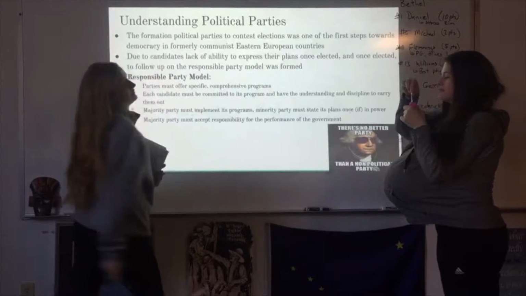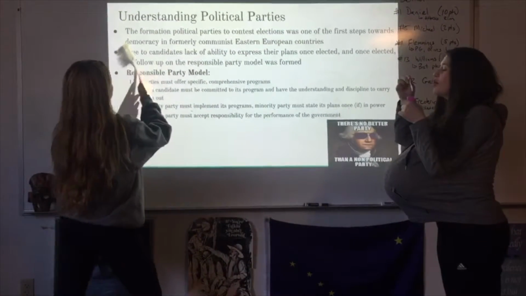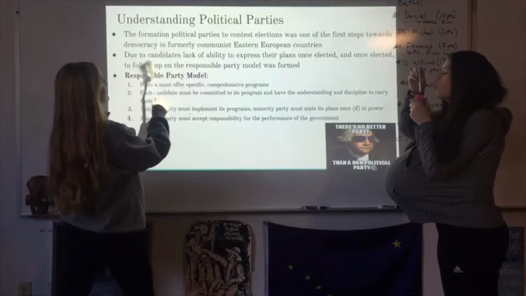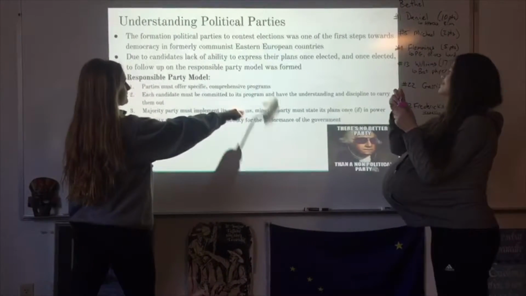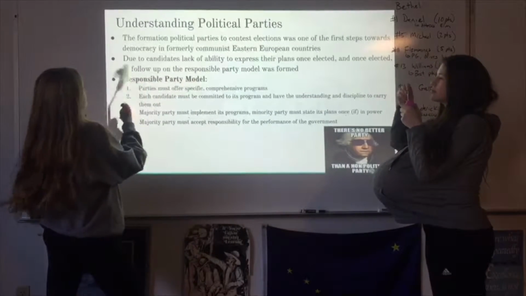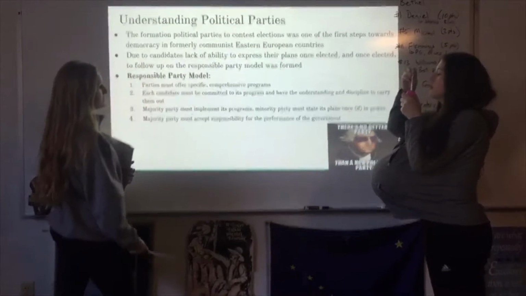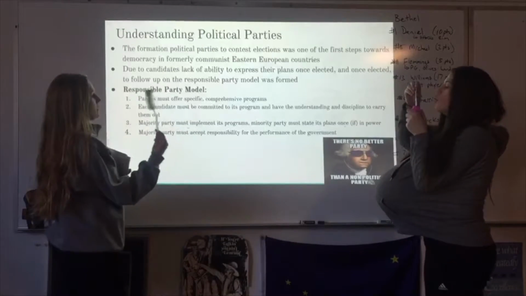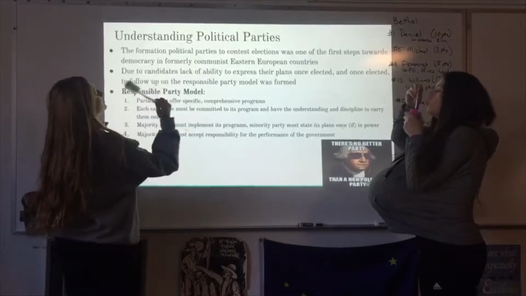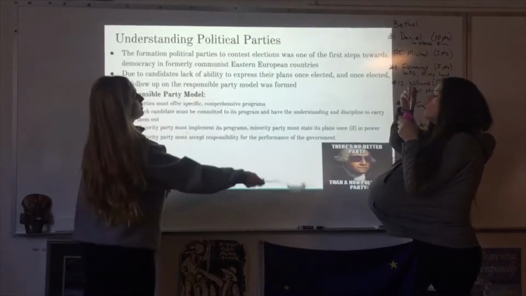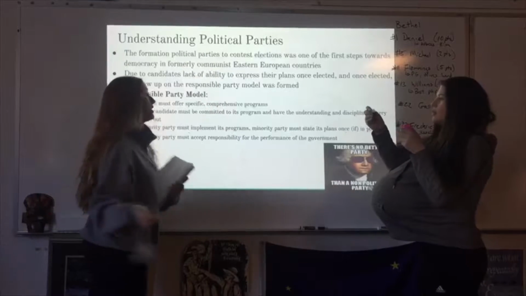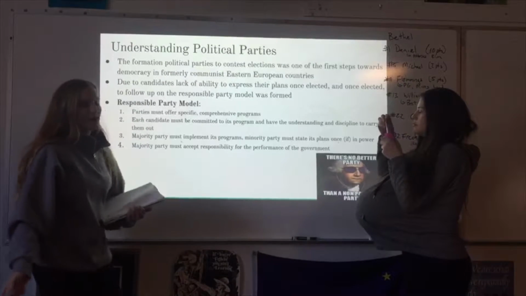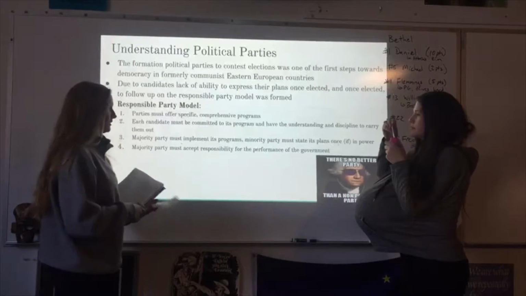Understanding political parties. Listen up. The formation of political parties to contest elections was one of the first steps towards democracy in formerly communist Eastern European countries. Remember that. Candidates lacked the ability to follow up on their plans once elected, and this was the reason the responsible party model was formed: they couldn't carry out their plans. So the responsible party model is 4 steps on how to govern, basically telling you what to do, because apparently it's really difficult.